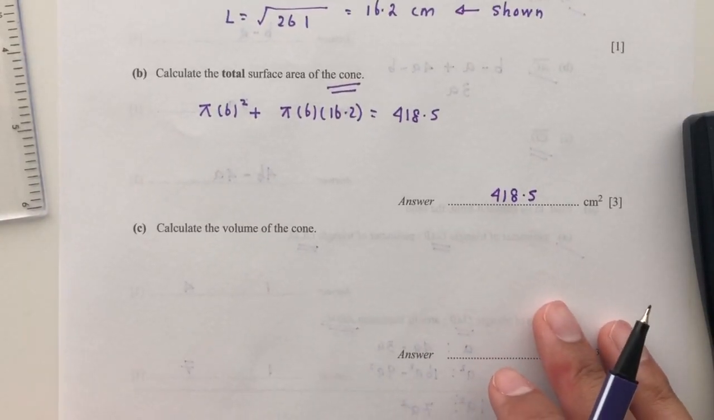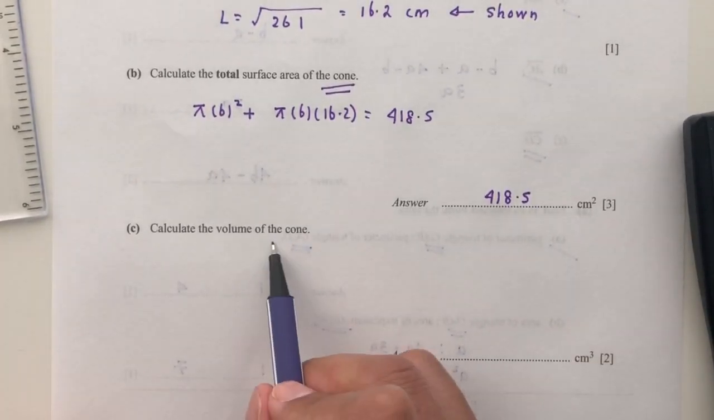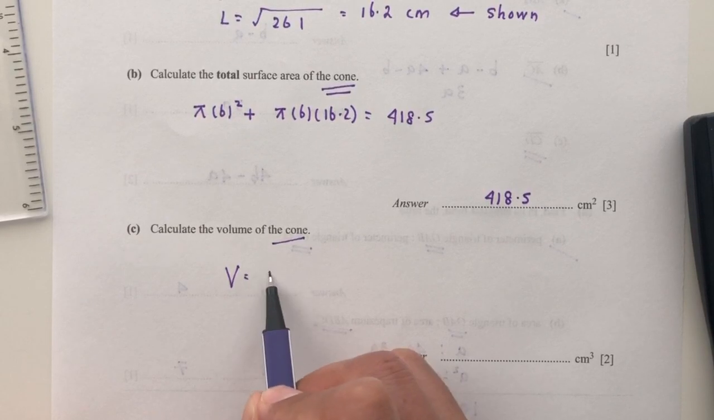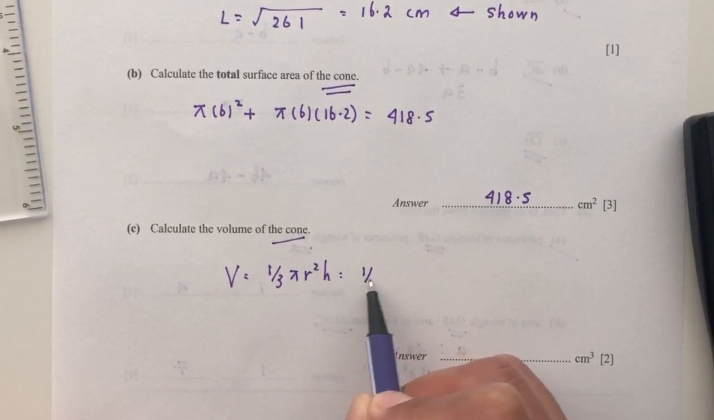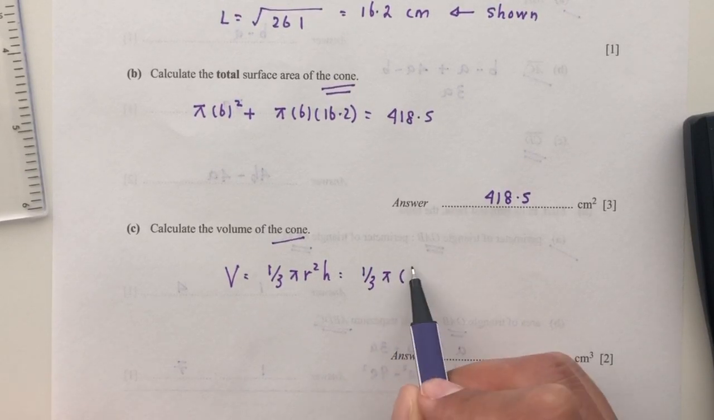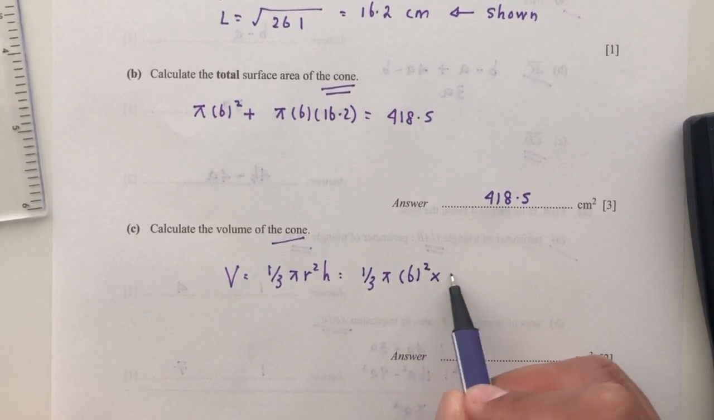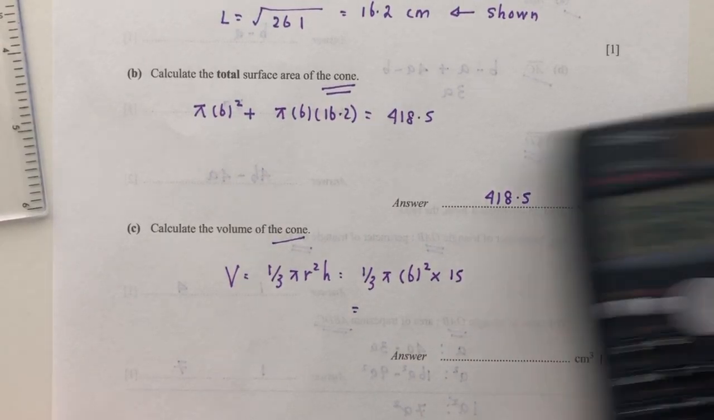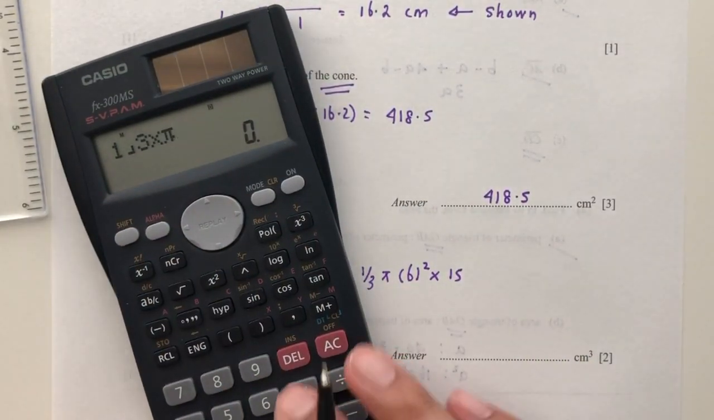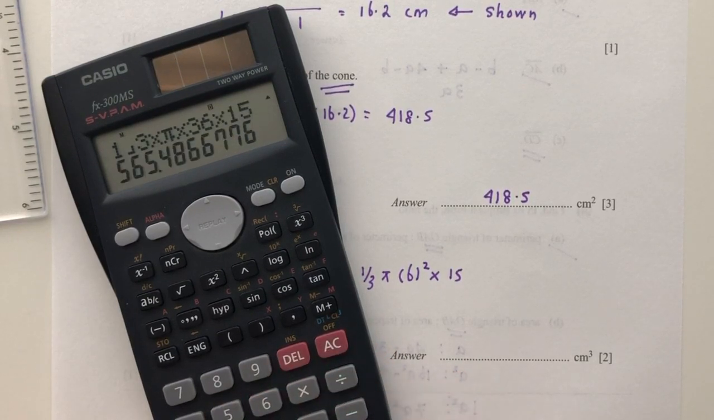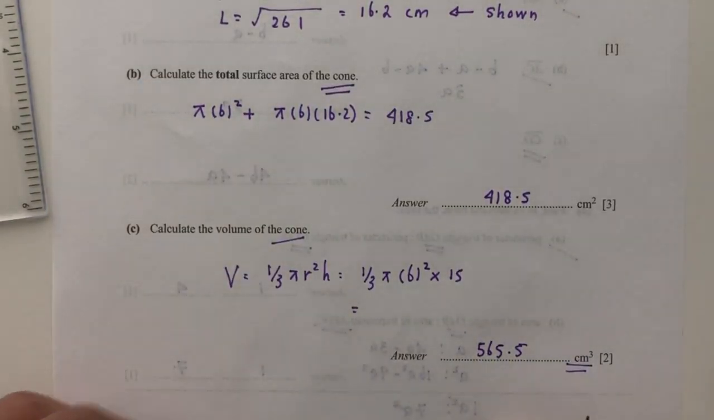Now for part C, calculate the volume of the cone. It is given to us by the formula 1/3 pi r square h, where r is 6 and h is 15. So let's do that. 1/3 times pi times 36 times 15, that will be 565.5 centimeter cube for the volume of the cone.